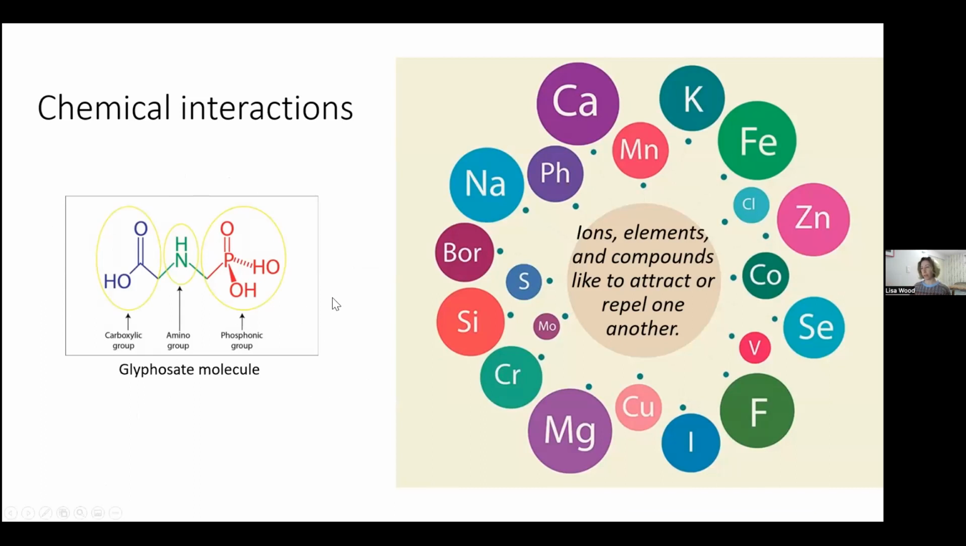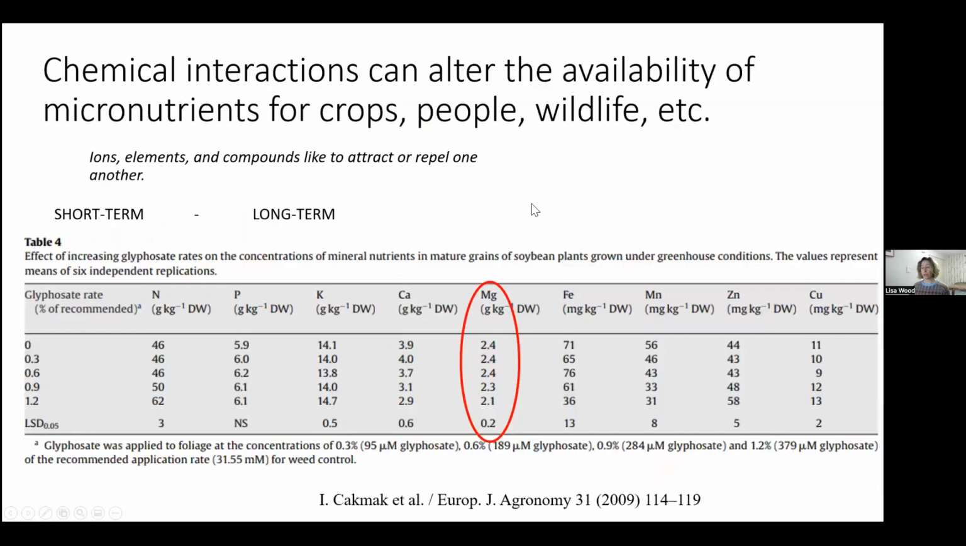This is an example of what the glyphosate molecule looks like. We have 3 different chemical groups here, and these groups can provide binding sites for the metals in the chelation process. Previous research pointed us in this direction. Originally, glyphosate was used as a chelating agent before it was ever discovered as a herbicide. There's previous research, with Cakmak being one of the researchers in 2009, who was investigating agricultural plants and the effects of glyphosate in terms of the mineral response in the plants.